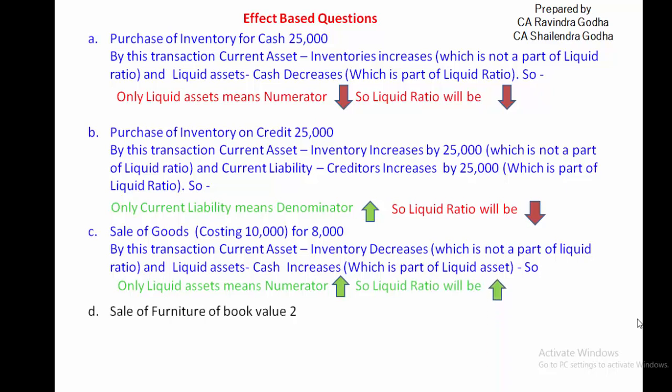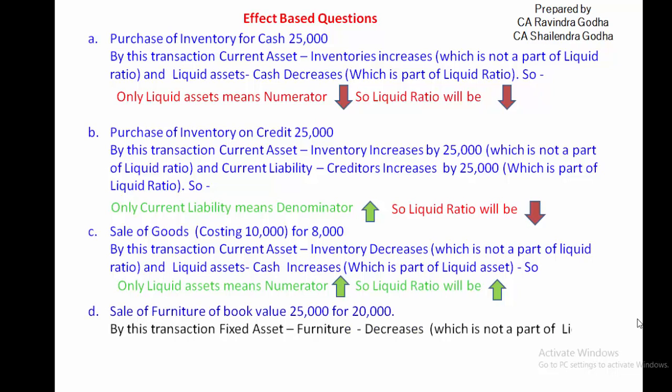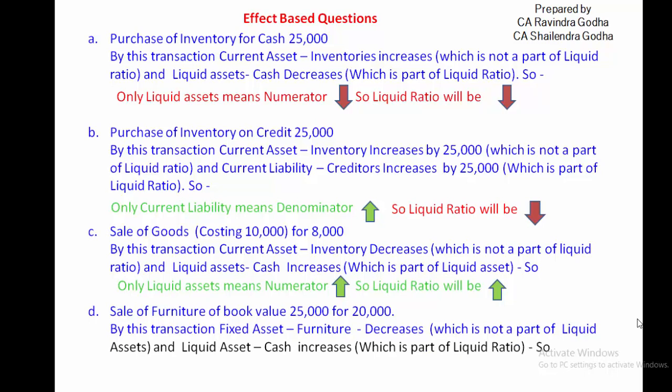Next, sale of furniture of book value 25,000 for 20,000. By this transaction, fixed asset, that is furniture, decreases, which is not a part of liquid assets, and liquid asset cash increases, which is a part of liquid ratio. So only liquid assets, meaning the numerator, increases, so liquid ratio will increase.